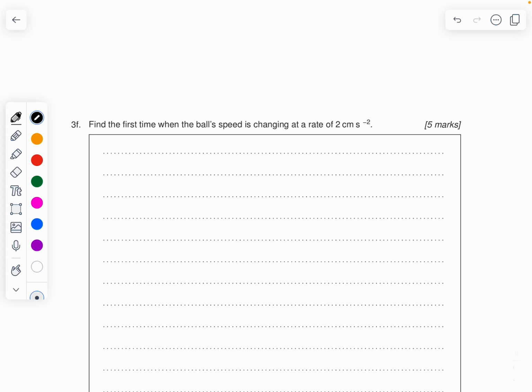Find the first time when the ball's speed is changing at a rate of 2 centimeters per second. Speed is changing at a rate of 2 centimeters per second means acceleration equals what? 2. But it is slowing down, so therefore my acceleration equals minus 2.